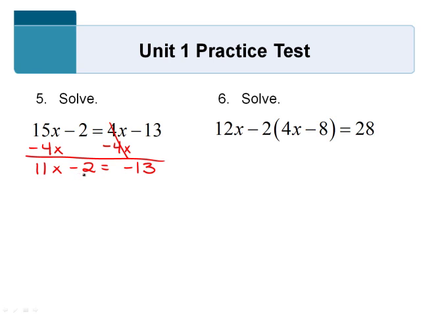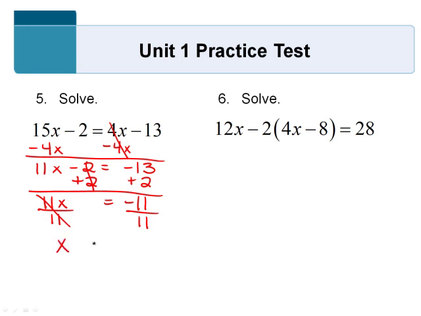Now you need to get rid of the negative 2. So when you move your variables to the left, then you move the constants back to the right. So I'm going to add 2 to both sides. So 11x comes down, and it equals negative 11. And then divide by 11 to get the x by itself. So those 11's cancel, and we get x equals negative 1. Nice problem.